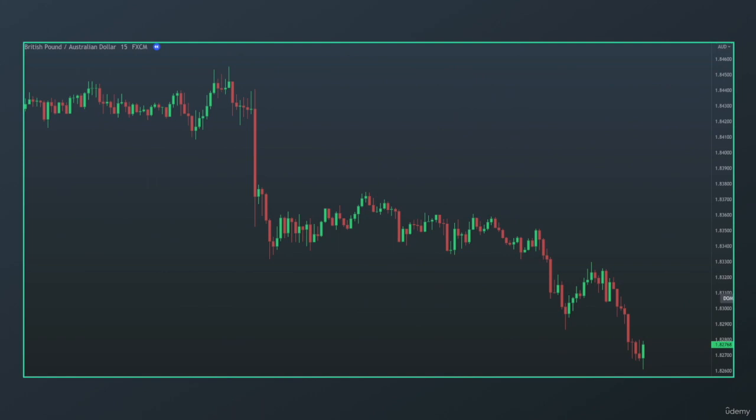GBP AUD 15-minute time frame. So consolidation and then breakdown forming a lower low. So impulsive move downside followed by descending triangle. So for us to confirm this continuation pattern, we will wait for a breakdown. Okay, and then invalidation above the pattern. Target is the height of this triangle.